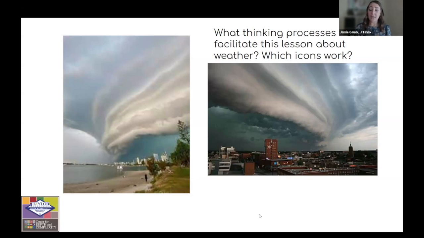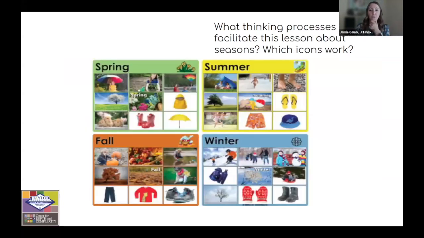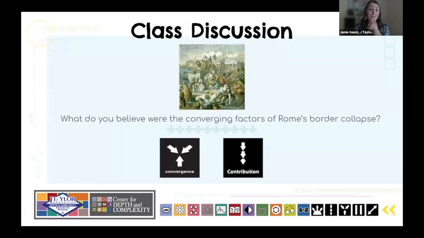So we could do this exact same process of introducing the icons to our students through discussion with a variety of topics. We could facilitate this lesson about the seasons. We could facilitate a class discussion on factors of Rome's collapse. And here the teacher did go ahead and give them a little bit of a structure and a guide. They picked the icons that they wanted the students to examine the image through. So students would then be sharing their thoughts through the lenses of those icons.